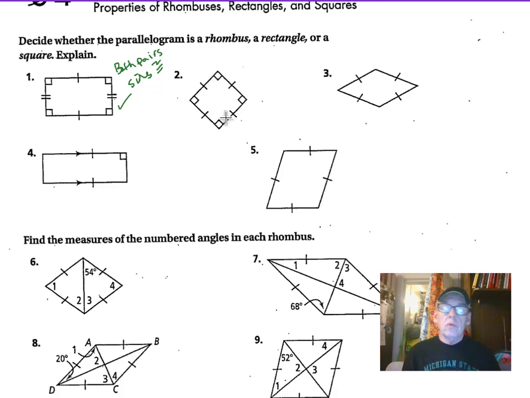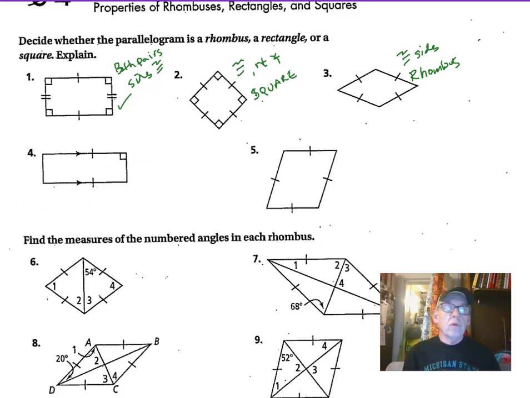In number 2, we've got this marked as all sides congruent and right angles. So congruent with right angle means square. It's a rhombus because it's got all congruent sides, and it's a square because it has right angles. If we look at number 3, we have all congruent sides. That makes it a rhombus. So congruent sides is a rhombus. Rhombuses are diamond shapes. The square is a special case of a rhombus that happens to have right angles.